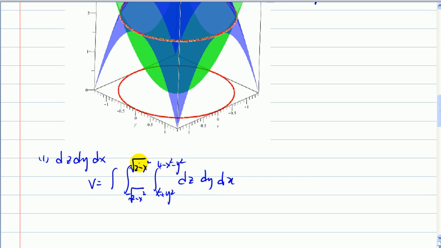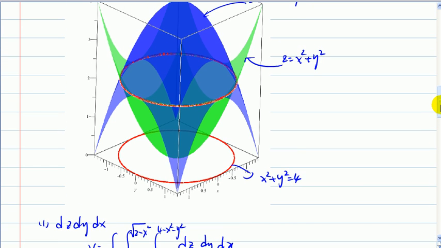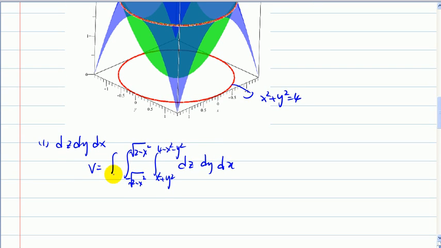Hang on a second. Oh yeah, that's right, the circle here. This circle is x squared plus y squared equal to 4. Then the x value goes from negative square root 2 to positive square root 2. So this is what we did in the class.